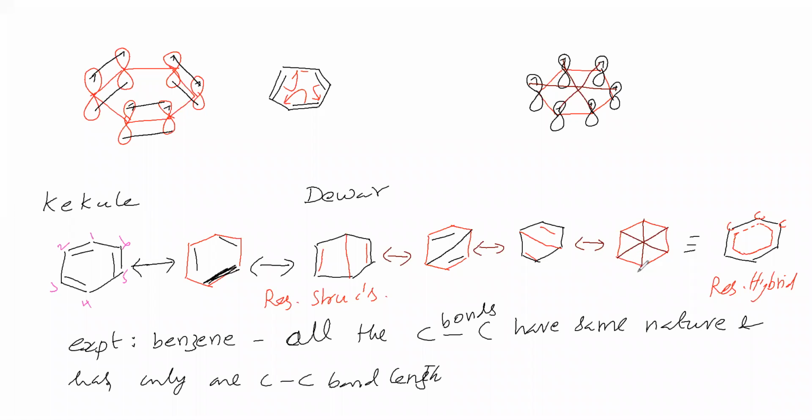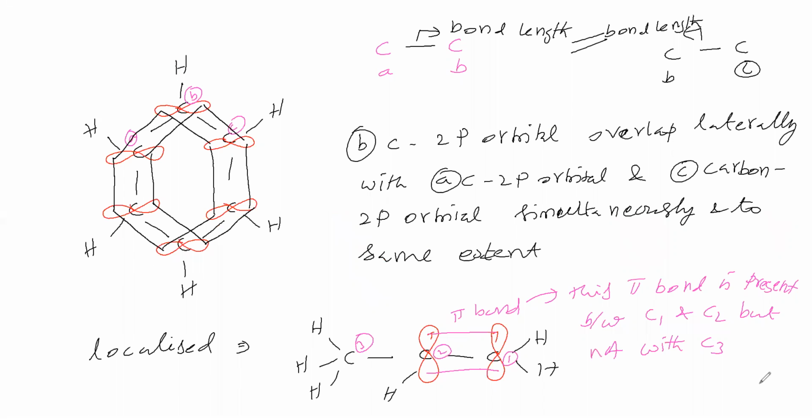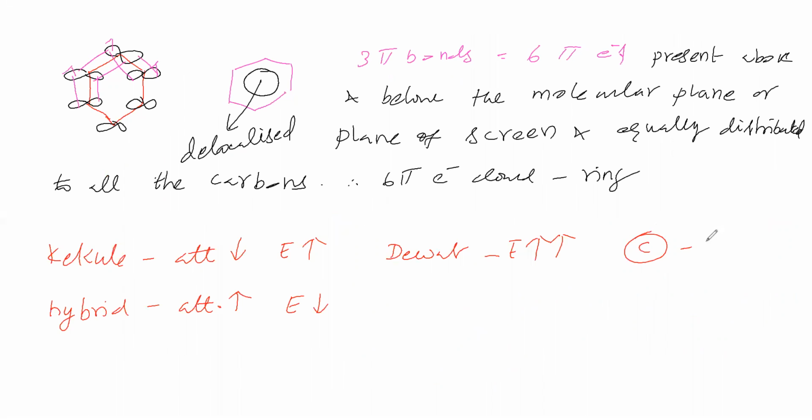That means the distance between these two carbons is much higher. Here also these two carbons have a higher distance, and these two carbons have a higher distance. Distance is high, attraction is low, energy will be high. Therefore, this Dewar structure has much energy. Now we will call this A, this B, and this C. This C has much energy, we can say.